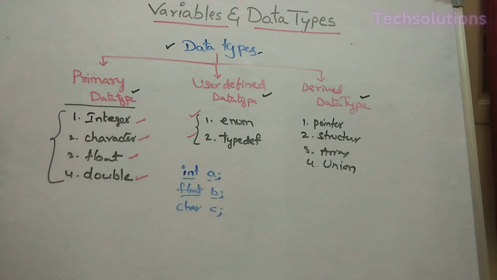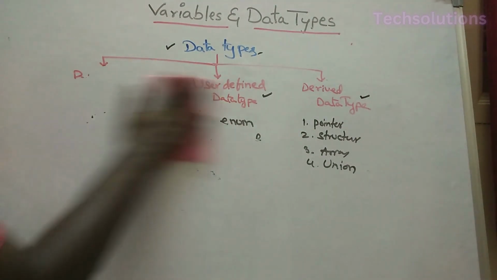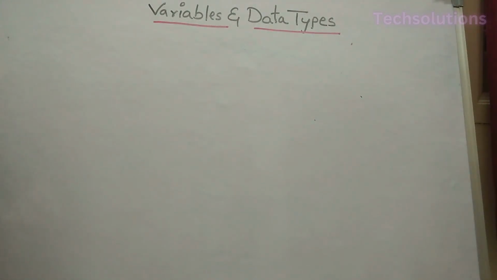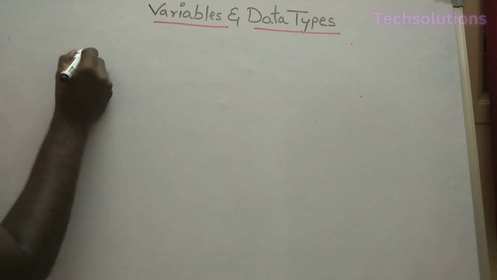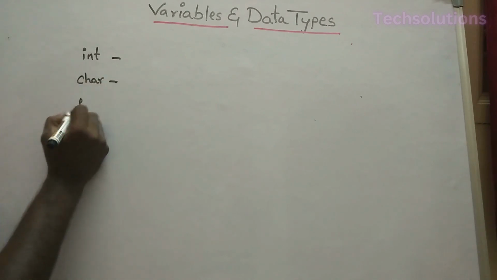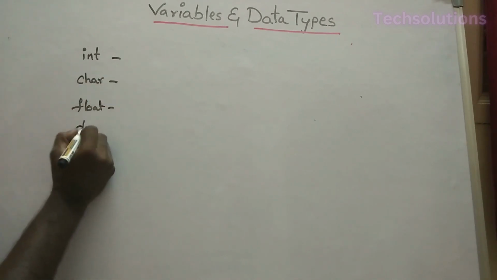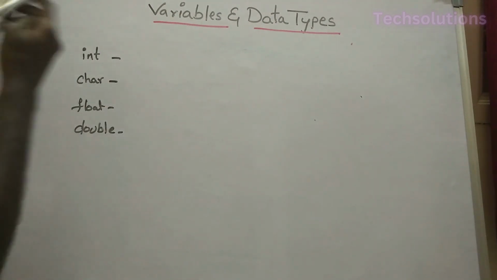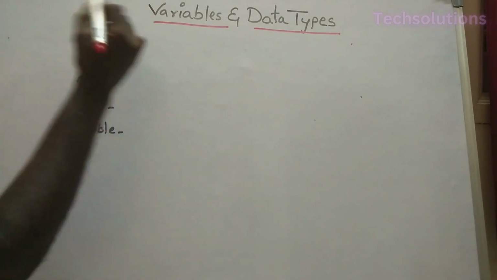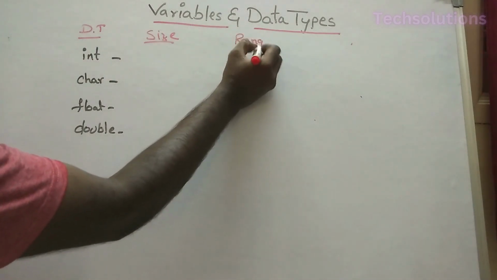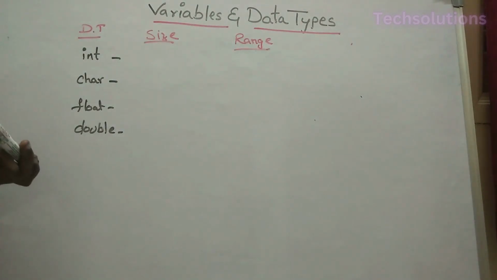Now I will explain what the different primary data types are and what the size of those data types is. What are the main primary data types? The main primary data types are int, character, float, and double. These are the main primary data types. For each data type, we have the size of the particular data type, and one more thing I can represent is the range. Range means the minimum value and the maximum value the particular variable can store.